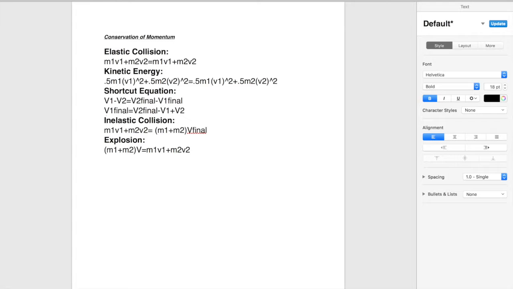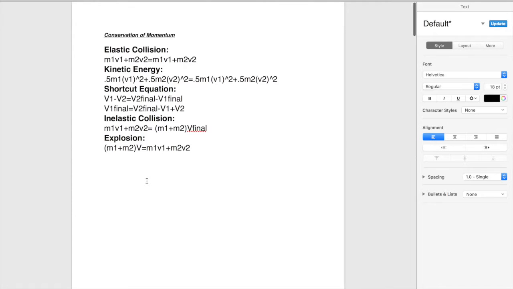Now, we have an inelastic collision. In an inelastic collision, we have mass 1 velocity 1 plus mass 2 velocity 2 equals, in parentheses, mass 1 plus mass 2, times velocity final. So that shows that the two masses are combined after the collision. The same, except flipped, is for explosions. So the two masses are combined initially, so in parentheses mass 1 plus mass 2, close parentheses, times velocity, is equal to mass 1 velocity 1 plus mass 2 velocity 2.